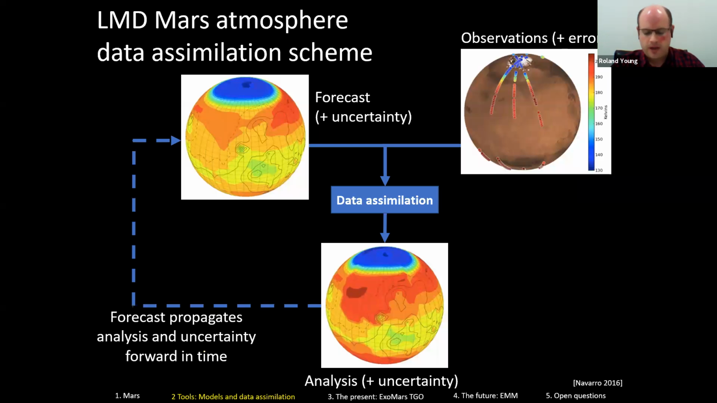So the way you would do this is you have a long observational data set. You start a forecast at the start, and then you assimilate the observations in small chunks as you move through the data set to the end.